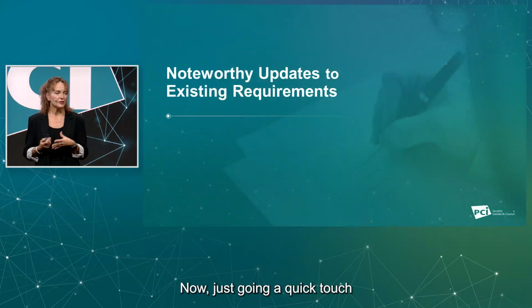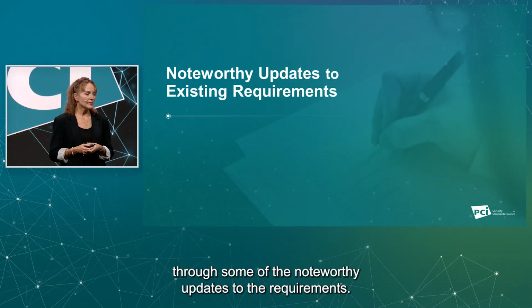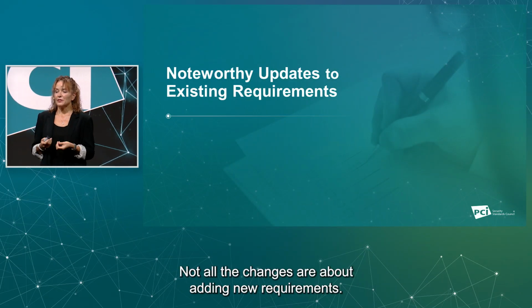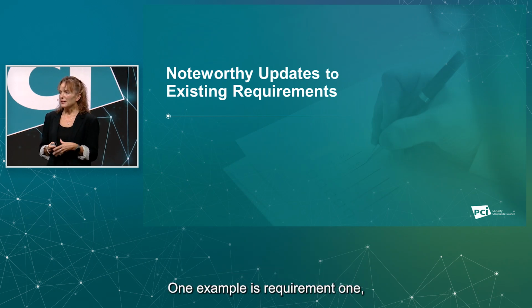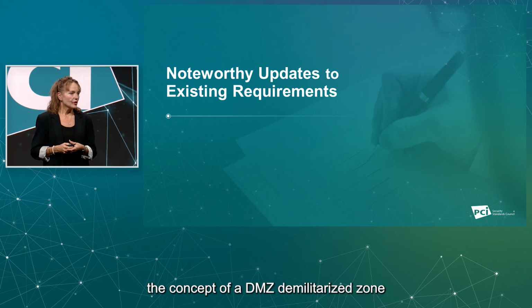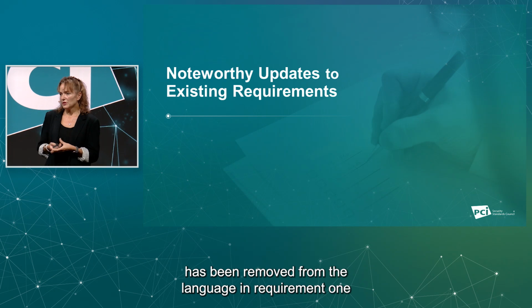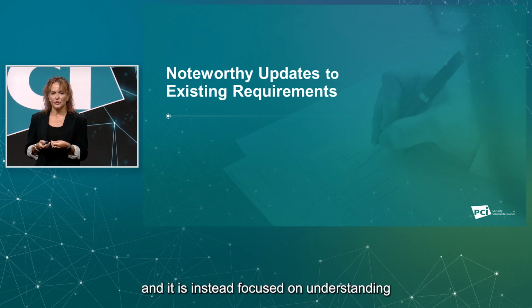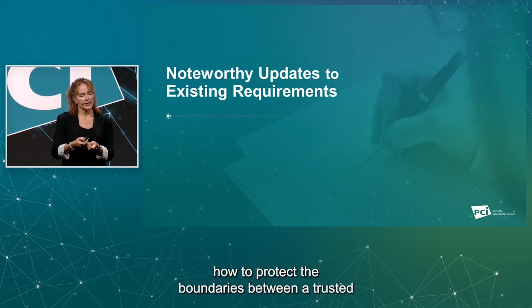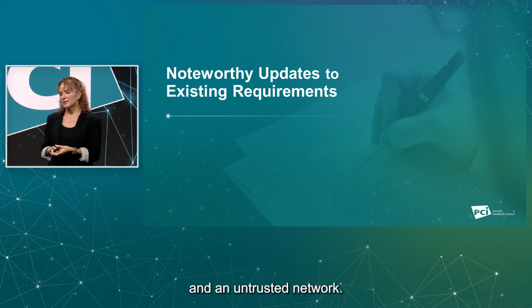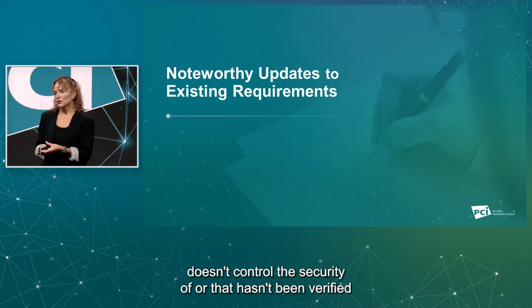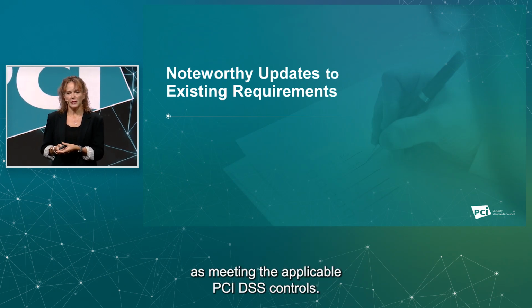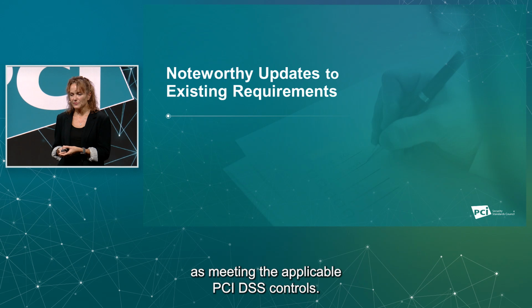Now, just going to quickly touch through some of the noteworthy updates to the requirements. Not all the changes are about adding new requirements. A lot of the existing requirements have evolved with version 4 as well. One example is requirement 1. The concept of a DMZ, a demilitarized zone, has been removed from the language in requirement 1, and it is instead focused on understanding how to protect the boundaries between a trusted and an untrusted network. An untrusted network being one that the organisation doesn't control the security of, or that hasn't been verified as meeting the applicable PCI DSS controls.